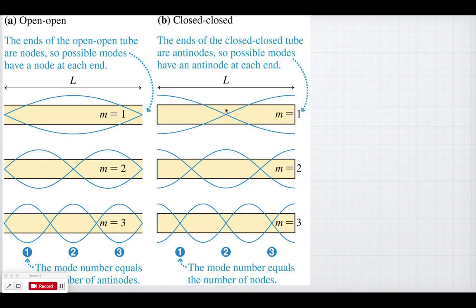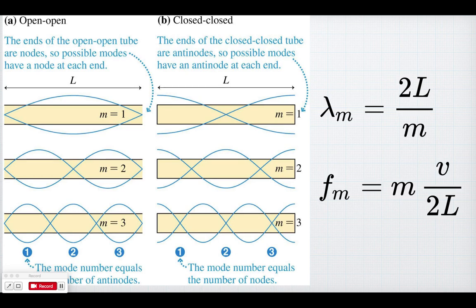But what if you're closed? Then this must be an antinode, and this must be an antinode, which means these are all antinodes. So for closed, instead of counting the antinodes, you count the nodes. Now keep in mind, the equation that we had still holds the same.